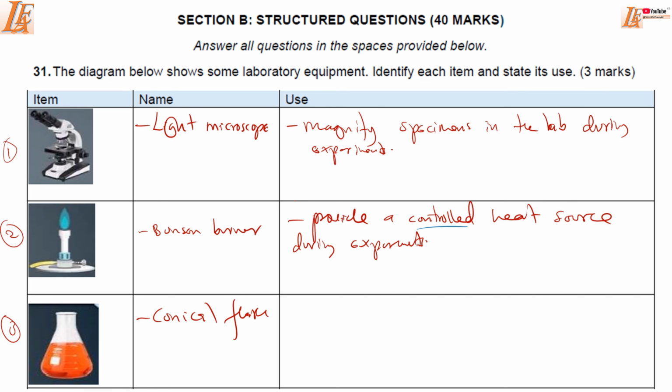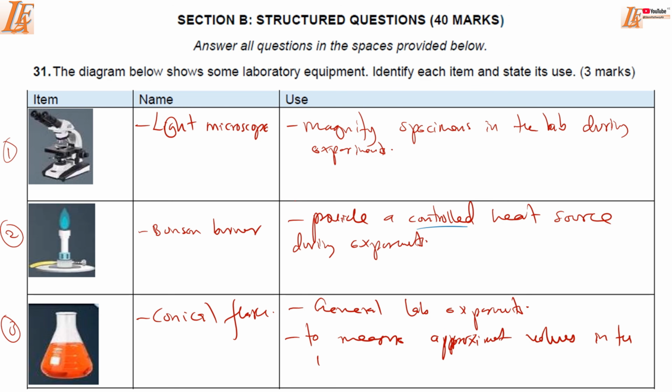Then the third one is what we call a conical flask. This conical flask is used for different purposes. Like in the first one, it can be used for general lab experiments. And then it can also be used to measure approximate volumes in the lab.